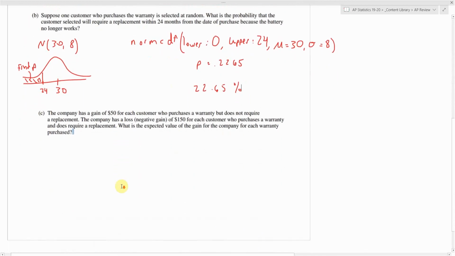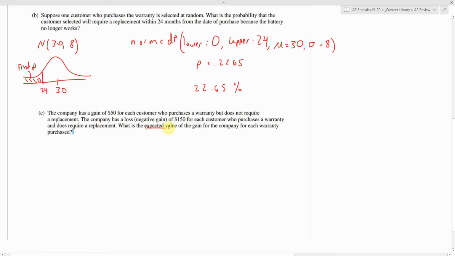Part C asks, the company has a gain of $50 for each customer who purchases a warranty, but does not require a replacement. So if you buy the warranty for $50 and you never use it, they get $50 and they keep it. But if you end up buying the warranty and needing a new battery, the company has a loss of $150 because they have to buy a replacement phone, which outweighs the cost of your warranty that you paid. So they gain $50 if you don't require a replacement. They lose $150 if you do require a replacement. What is the expected value?